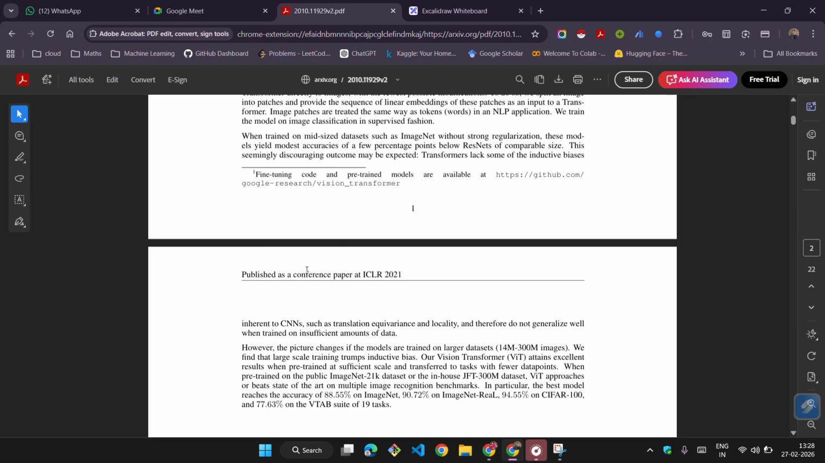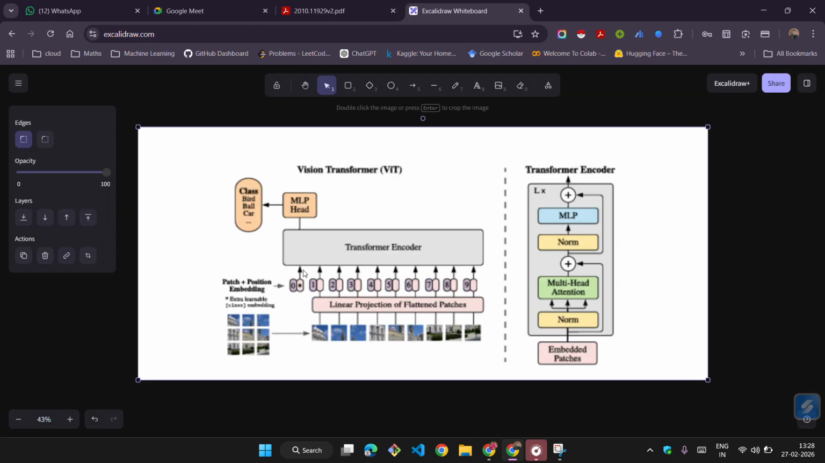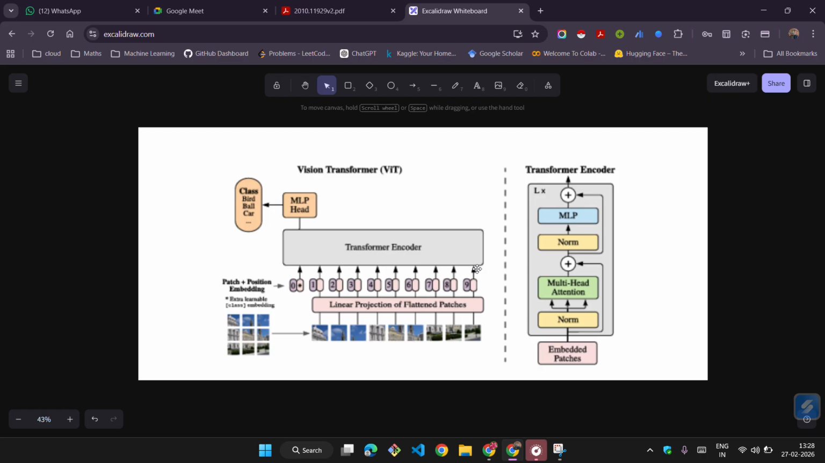So to get a better understanding of this, I will just explain it. Let's take an image, which is taken from the paper. So it's quite blurry.